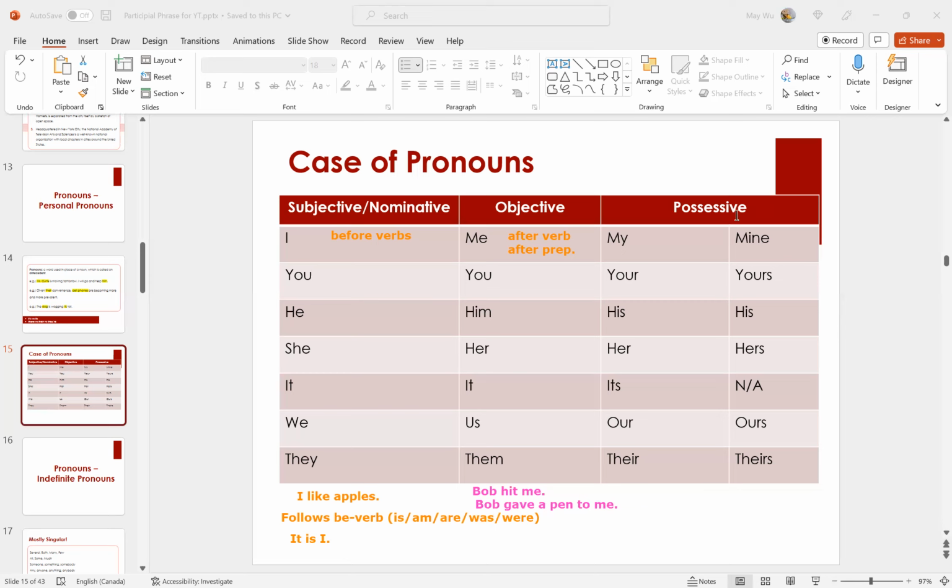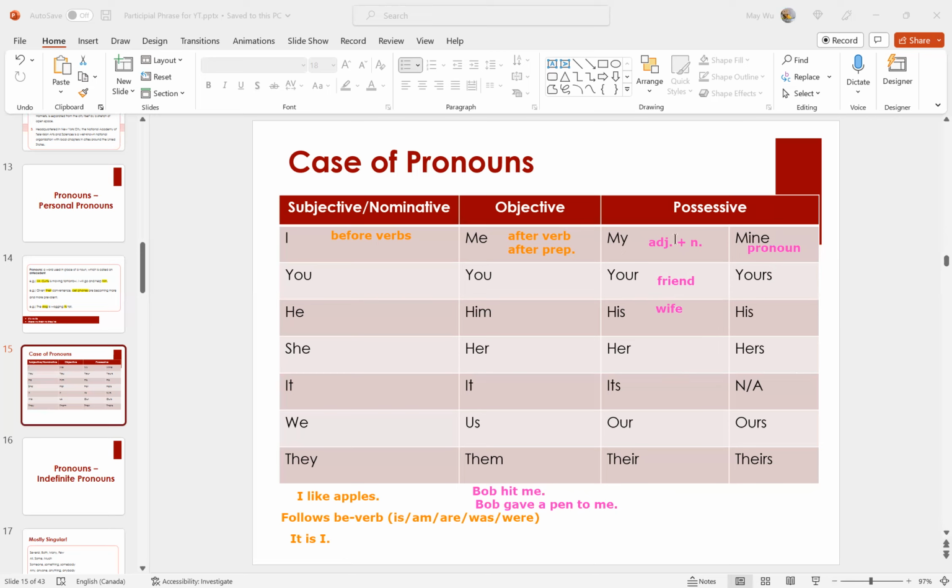Last but not least, we have the possessive case. So what is the difference between my and mine, your and yours? The one on the left-hand side, these are called possessive adjectives. So it means that they have to be followed by a noun. So let's say my car, right? Your friend, his wife. Whereas the one on the right, it is a pronoun. So it is not followed by a noun, right?